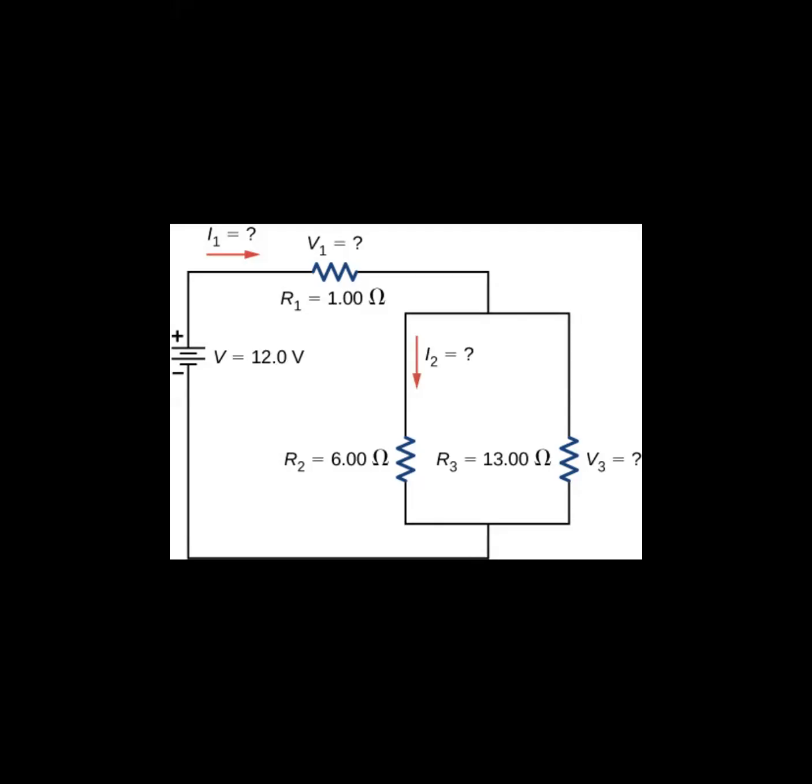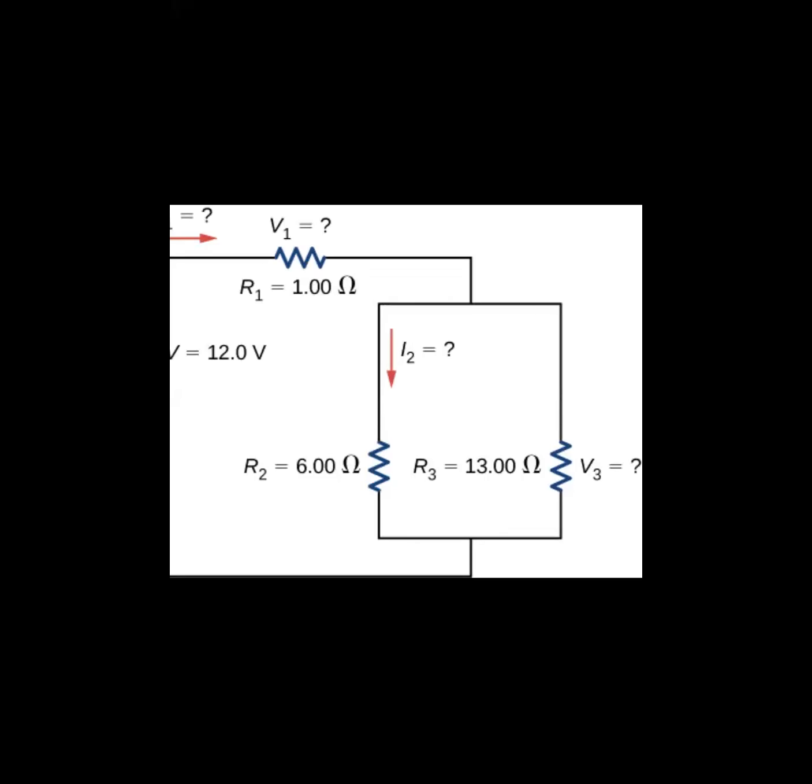So now we want to look for the current I2 of resistor 2. So we now said to get current I2, we have to look for V3. Remember that for resistors in parallel, their voltage is equal. It means the voltage in resistor R2 is the same voltage in resistor R3. So with this, it means that our V3 is V, the general volts.